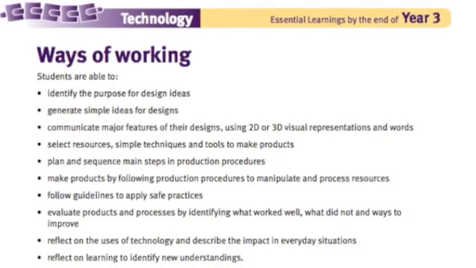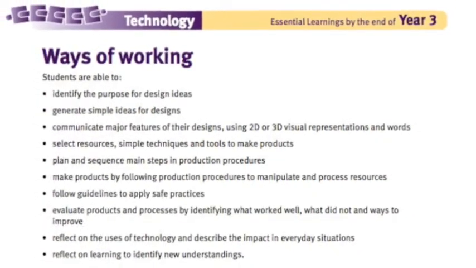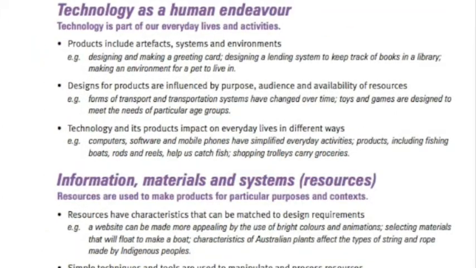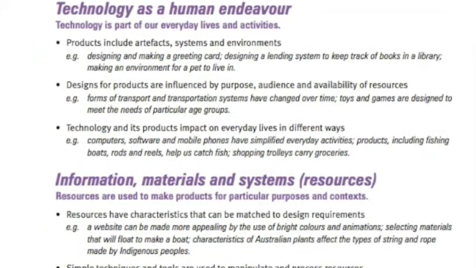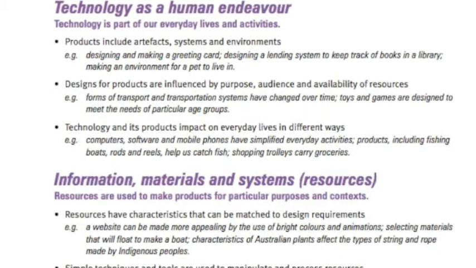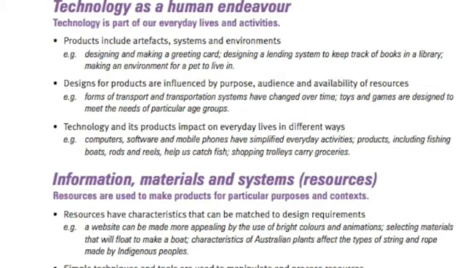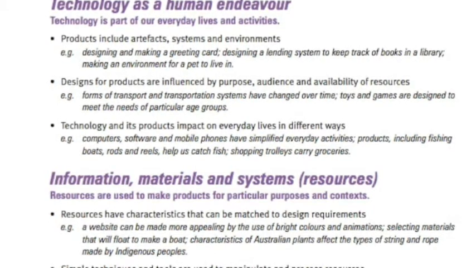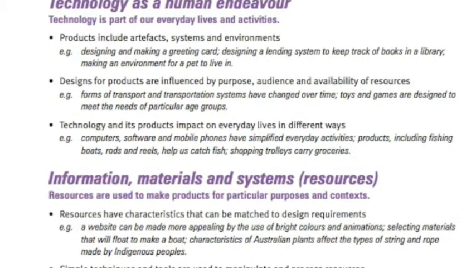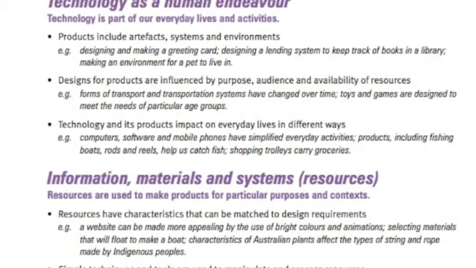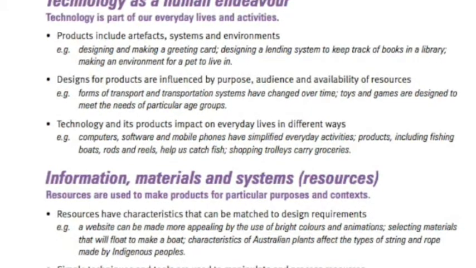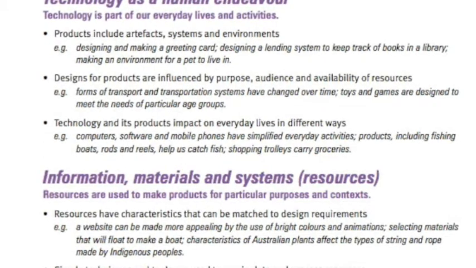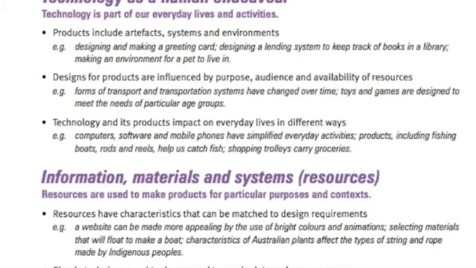The essential learnings for Year 3 are covered with knowledge and understanding, with technology as a human endeavor, and information materials and systems. For technology as a human endeavor, products include artifacts, systems, and environment. An example is making an environment for a pet to live in. Information materials and systems are incorporated in this unit when students are asked to come up with their best idea of resources and materials for their habitat.